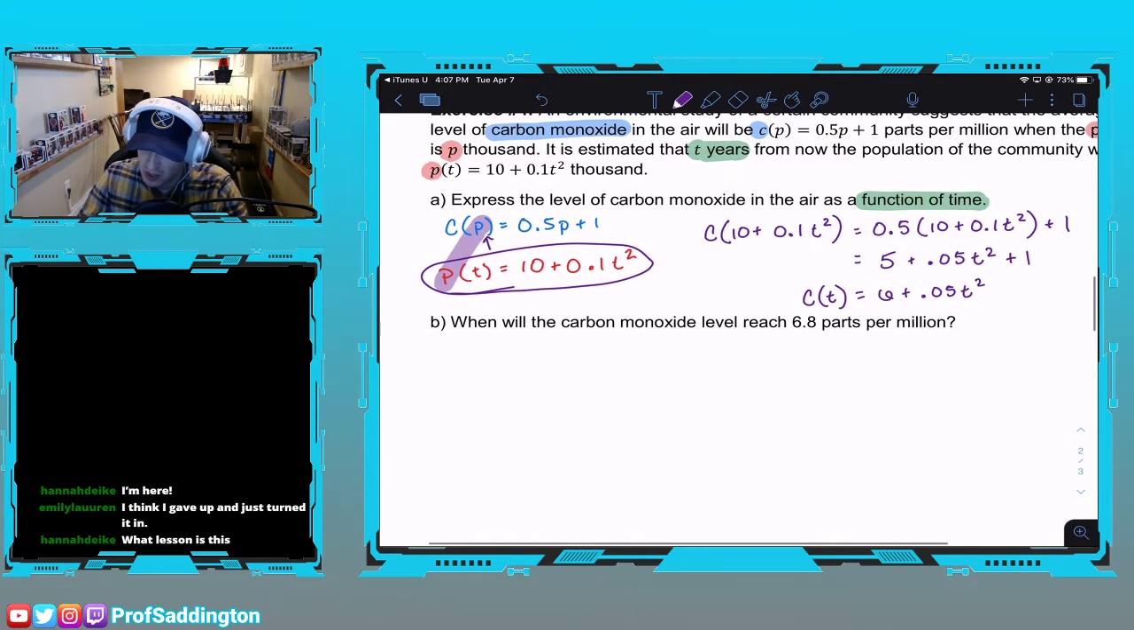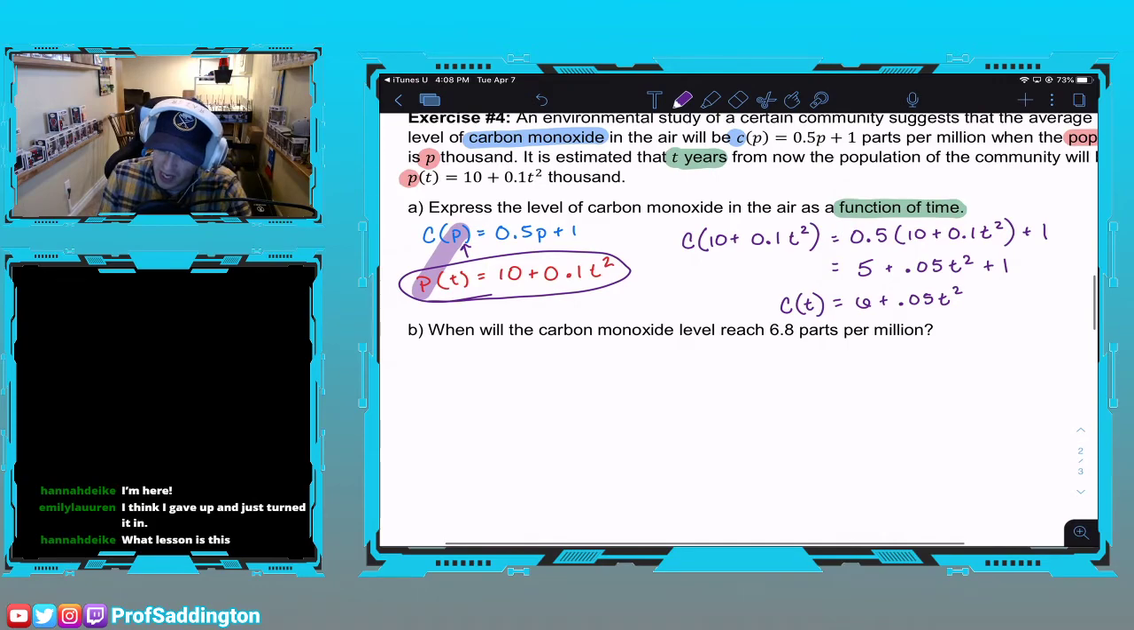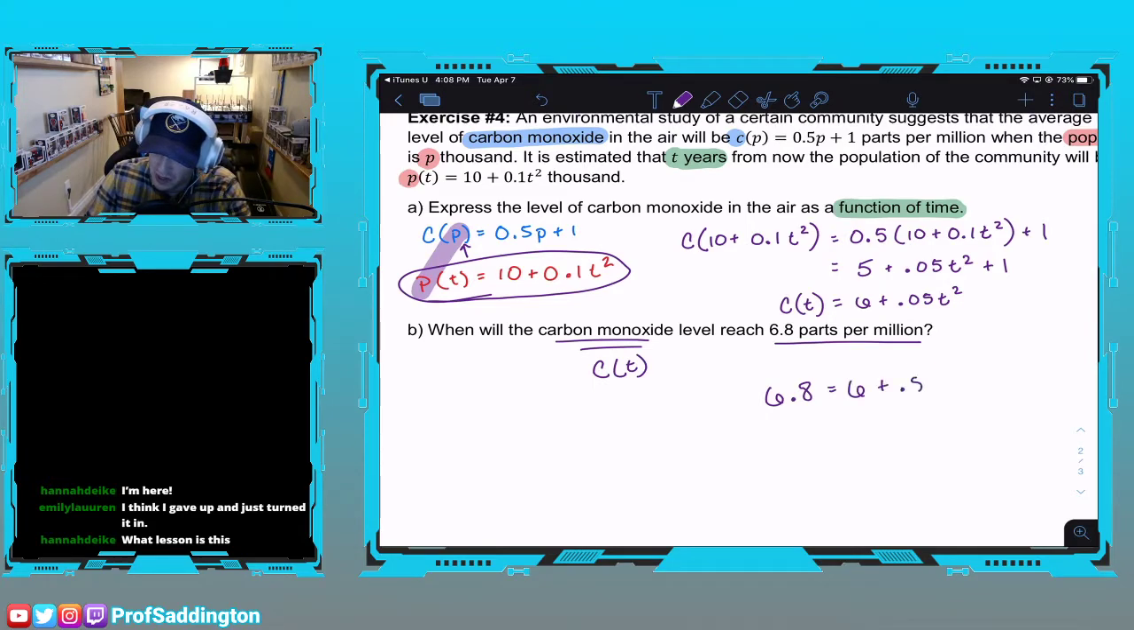So now when you guys go to the second question, it says, when will the carbon monoxide level reach 6.8 parts per million? Well, now we have our equation. We can just take this 6.8 parts per million and we can plug it in. Now, it's asking us when the carbon monoxide will reach 6.8. So you have to make sure you're plugging it into the right side. So the 6.8, since this is carbon monoxide, that means we're plugging it in for the C. So this question is saying 6.8 equals 6 plus 0.05 t squared.